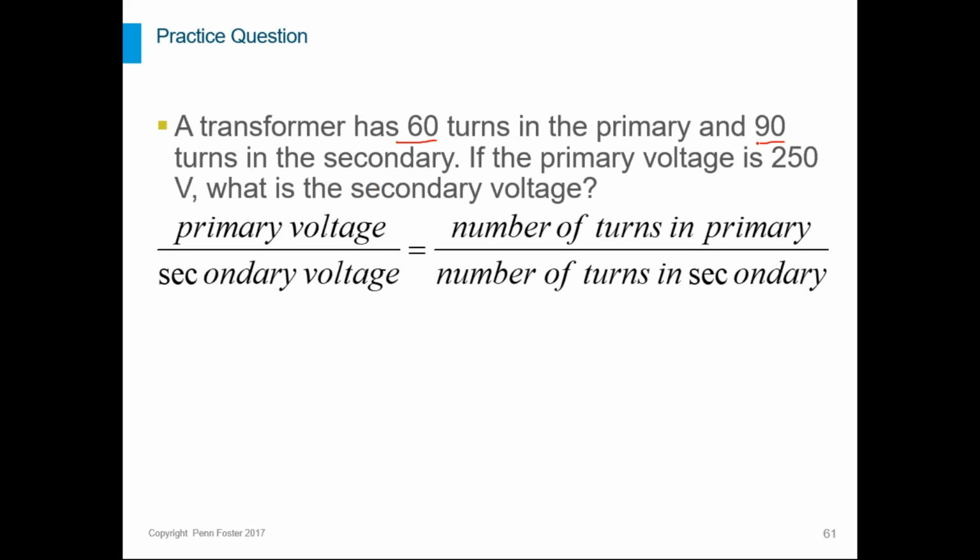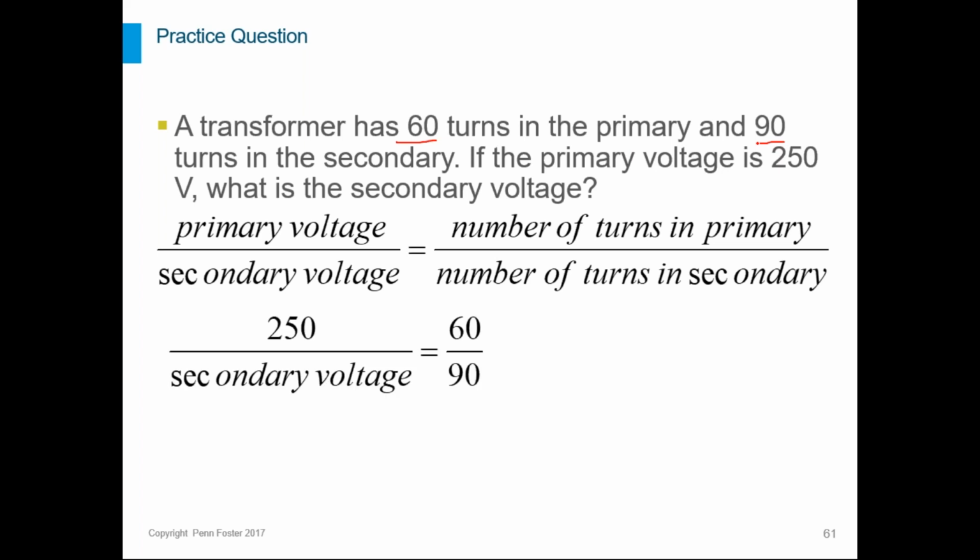So our primary voltage divided by our secondary voltage is equal to the number of turns in primary divided by number of turns in secondary. So our number of turns, it gives us in the beginning, 60 turns in the primary, so that goes there, 90 turns in the secondary, so that goes there, and the primary voltage is 250, and we don't know the secondary voltage yet, that's what we're looking for. And so now we have 3 of those numbers, and we could just solve for the 4th one.